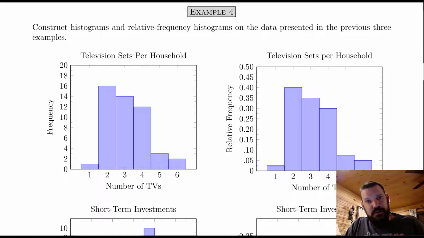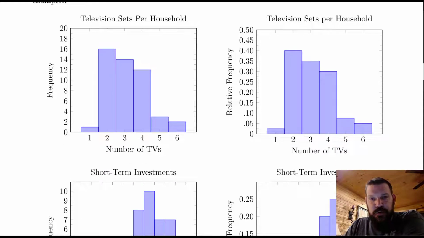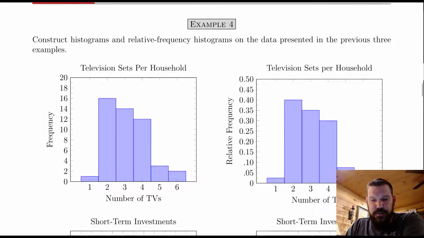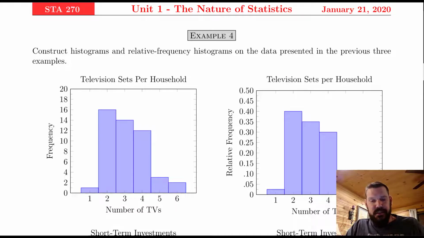So the three examples that we've looked at: the TV sets in a household, the number of days to maturity on short-term investments, and then the weights of that group of 18 to 24-year-old males. I've created histograms for all three sets of data. The first group you see right here is the number of television sets per household. The graph on the left is the frequency table. The graph on the right is the relative frequency.